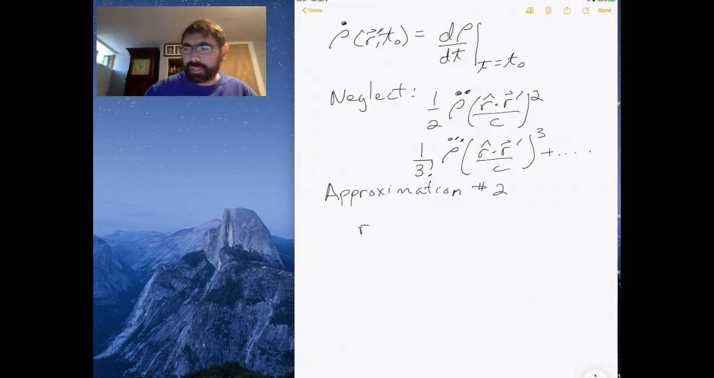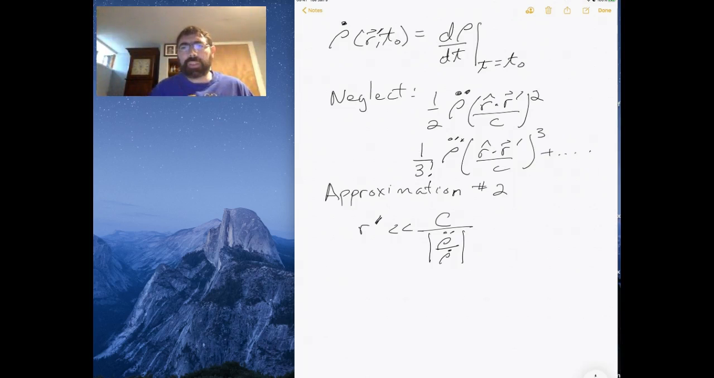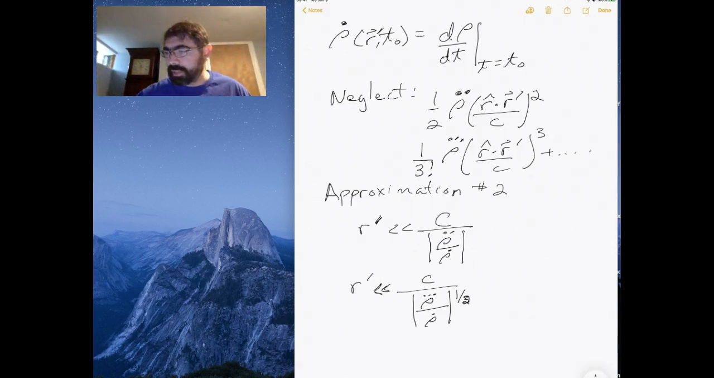What I'm essentially saying is that the position r prime is much, much smaller than c over the second derivative divided by the first derivative. And the same thing is true for the third order derivative, so rho dot dot dot divided by rho dot, sorry, 1/2 the square root of that.